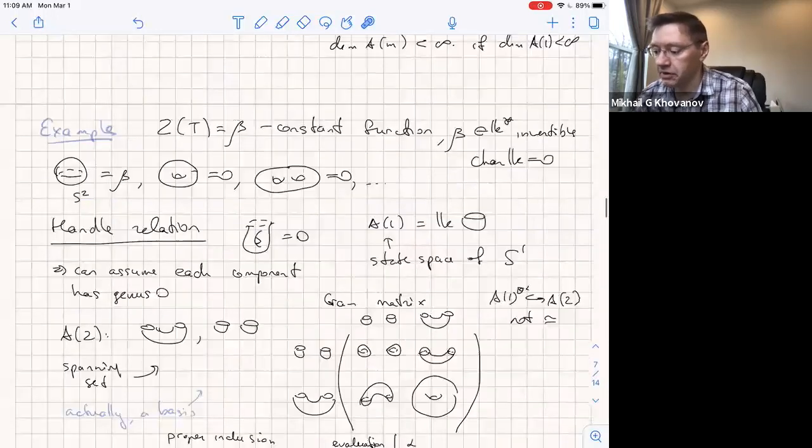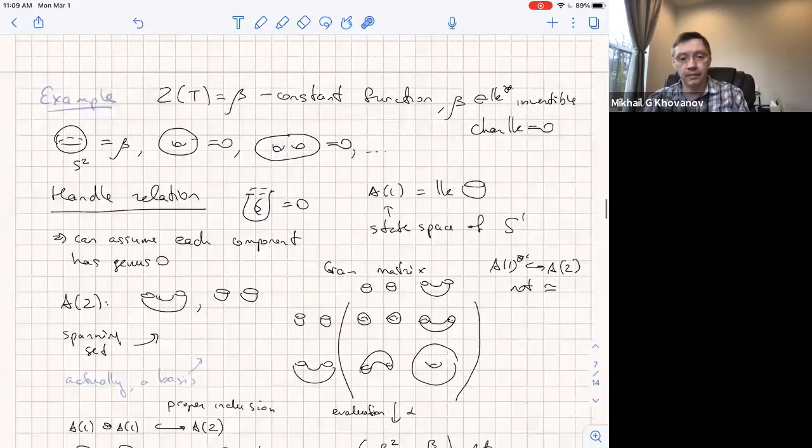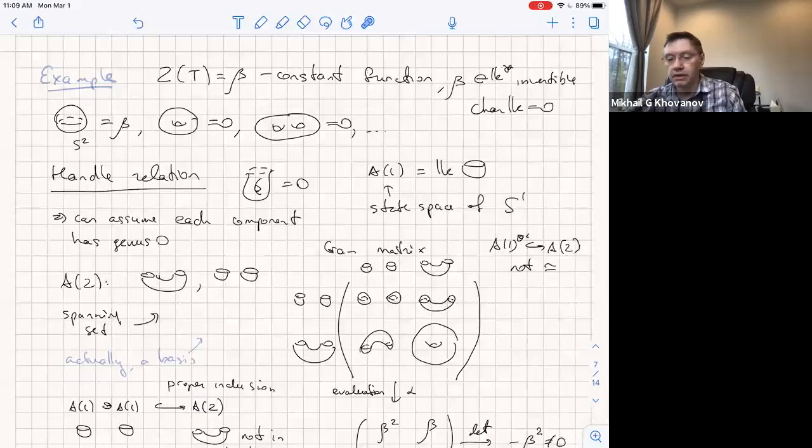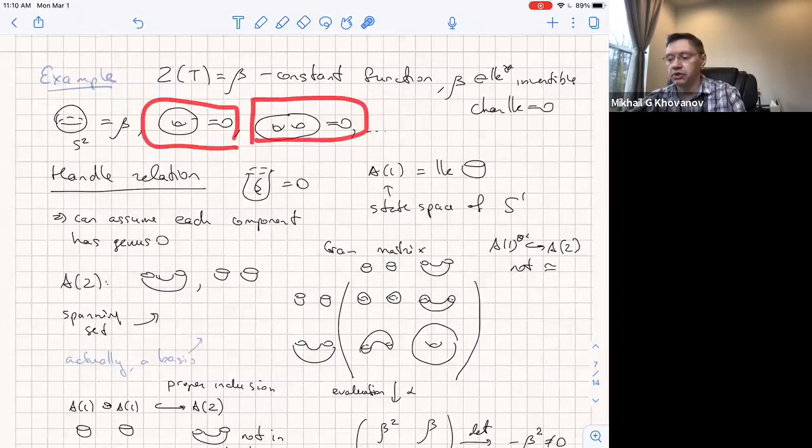Okay, so let us now get to an example. For example, we take our generating function to be just a constant function. So we choose beta, a nonzero element of the ground field, and for simplicity, let's take a field of characteristic 0. So for this particular generating function, the evaluation is as follows. The sphere evaluates to the number beta, but anything of higher genus evaluates to 0. So genus 1, genus 2, etc. evaluate to 0.